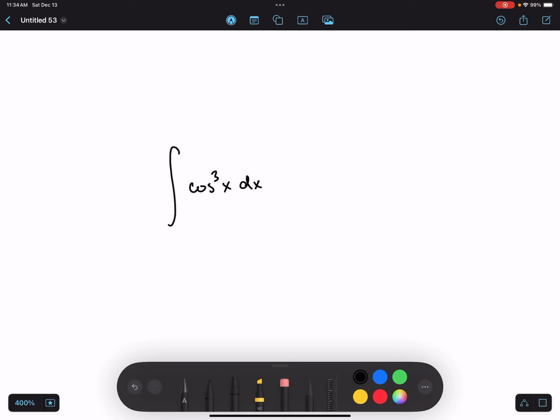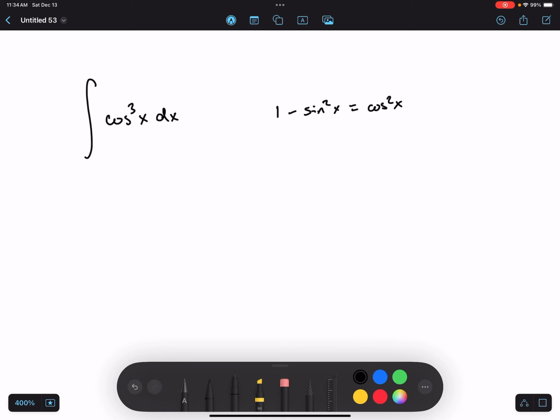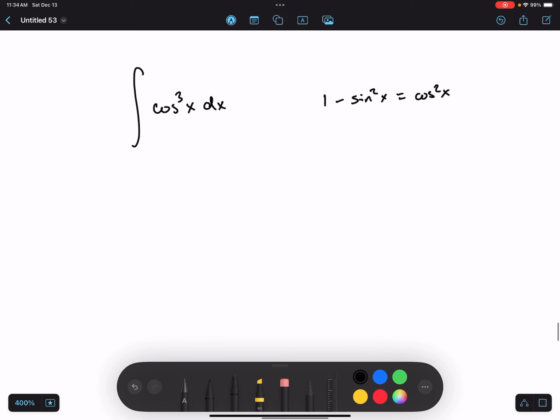We are working with the trig integral cosine³ x dx, and one important thing to use here is the trig identity that 1 minus sin² x equals cosine² x. And we can use this by first starting off with this problem by changing the way the integral is worded to be cosine² x times cosine x dx, and now we can substitute this in for cosine² x.